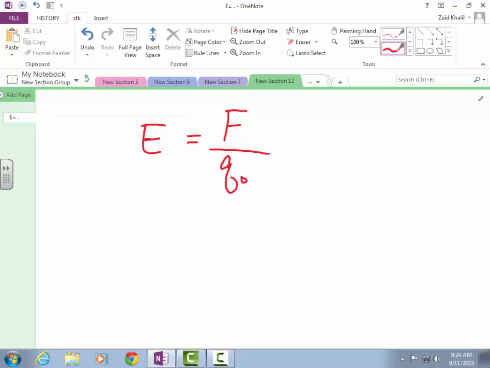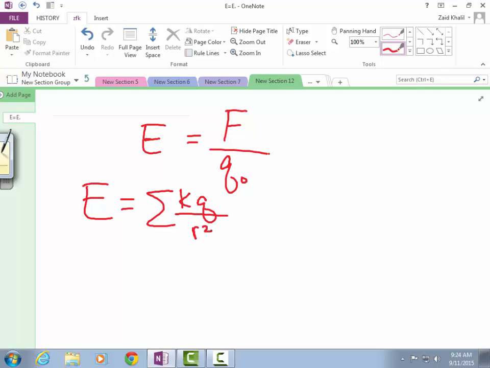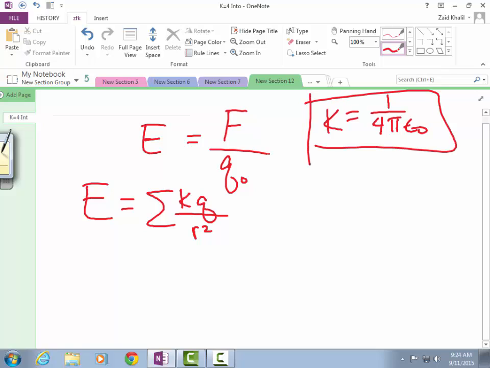So if you were to look at the electric field for a set of point charges, it's going to be the sum of kq over r squared. And by the way, for your homework, there's a different expression for k. That's 1 over 4 pi epsilon naught. So you might see me use these interchangeably.